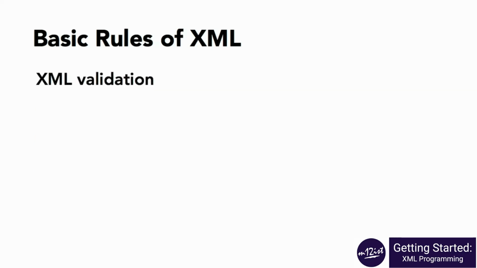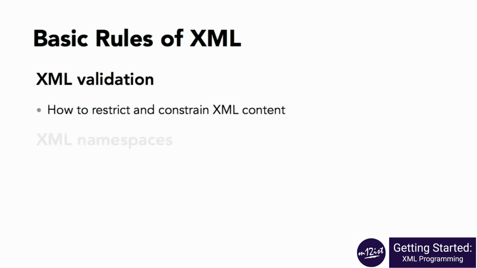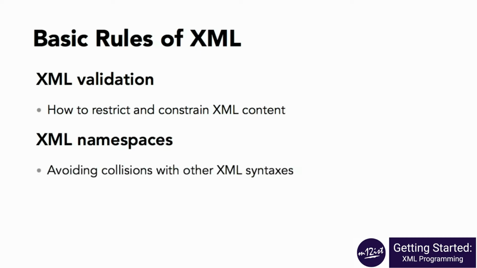Then we'll talk about how to make valid XML documents, and this is something that we'll revisit when we talk about document type definitions and XML schema. Finally, we'll wrap up with a discussion of XML namespaces, which provide a way for you to include XML data from different sources and avoid collisions with other tag names when you do so.